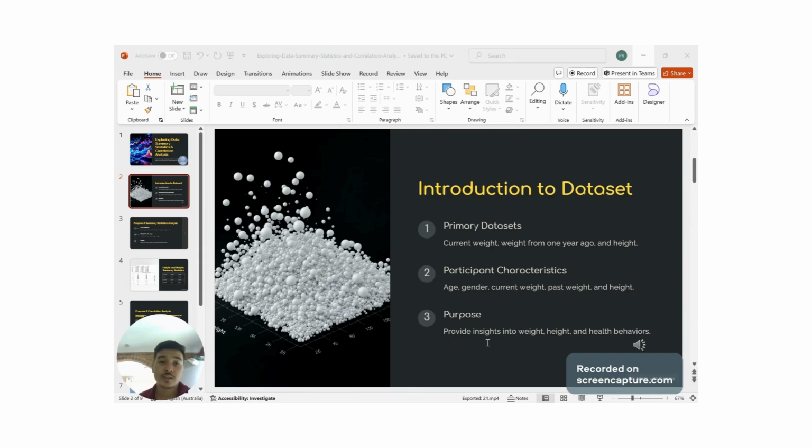Introduction to the dataset. Our dataset includes three main pieces of information about each participant: their current weight, their weight from a year ago, and height. Each row in the dataset represents a single person, and we also have details on their age and gender. Why does this matter? Well, by having current and past weight along with height, we can look at patterns of weight changes and even spot factors that might affect someone's health over time. This data helps us understand some basics about weight changes in a large group.